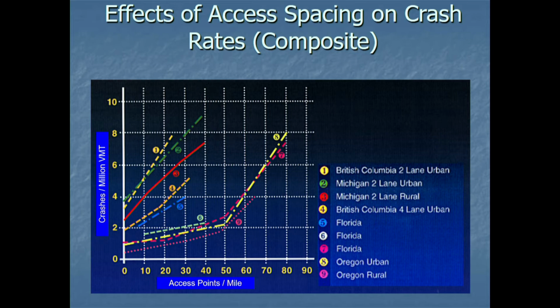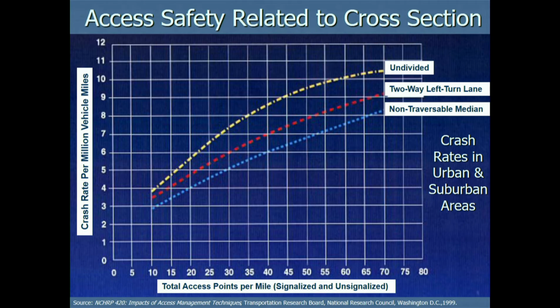But as part of that research, we also took it another step. We compiled crash records from about 7 different states, amounting to about 38,000 crashes. And we compiled the data, and this graph compares total access points per mile with the crash rate, by cross-section. So you can see there are 3 different lines here, depending upon what the cross-section is. And again, no surprise, as the access density increases, as the number of access points increases, the crash rate increases, irrespective of the cross-section.